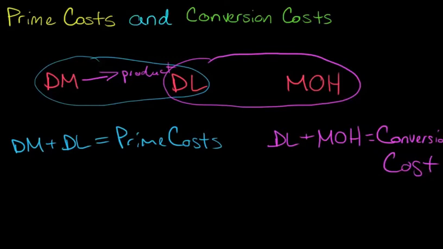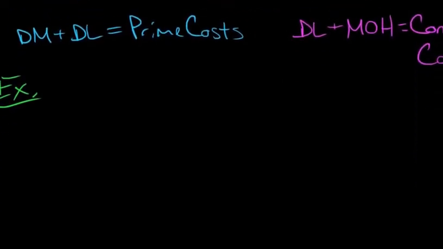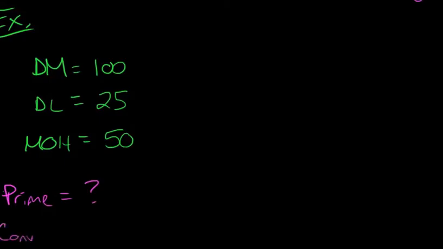So let's look at a quick example. Let me just scroll down for a little bit of space. Let's say we have a firm that has direct materials of 100, direct labor of 25, and manufacturing overhead of 50. Now what we want to know is the prime cost, and then we want to know the conversion cost. How much does it cost to convert those raw materials into a product?